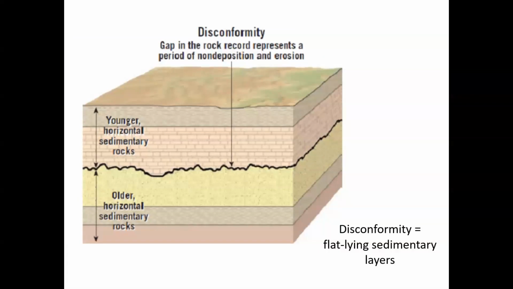Disconformity is sort of the simple one. It's flat-lying sedimentary layers above and below. There's just an irregular surface breaking them up, and that irregular surface, where it cuts into the older rocks a little bit, lets you know that erosion must have happened, which means that there's a break in the rock record, right? If erosion happened, that means that some of the rock was moved away. And that means that it wasn't being deposited at the time. So it's a type of unconformity because there's a break in the rock record there.